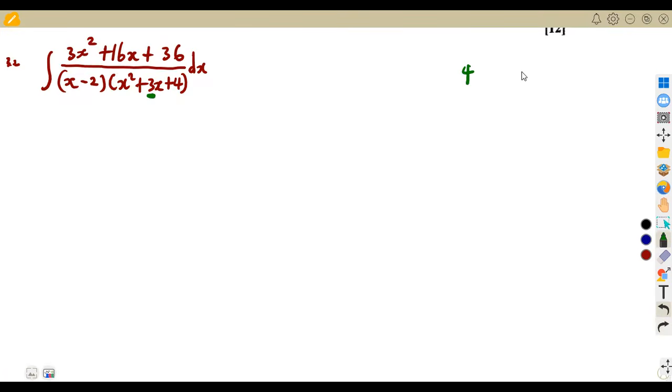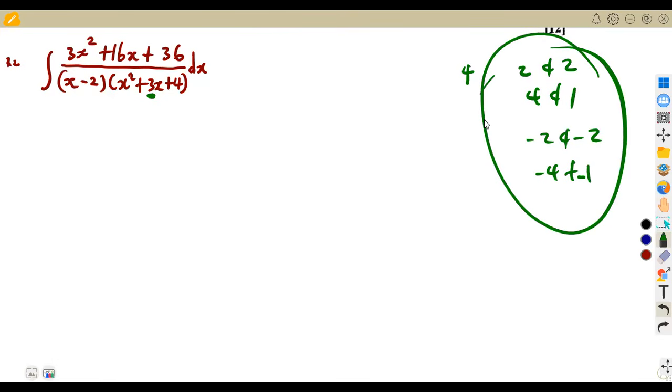Factors of 4: we just have 2 and 2, 4 and 1, minus 2 and minus 2, minus 4 and minus 1. There's no way we can add any one of these pairs and get a 3. Remember, we must multiply first: if you multiply those numbers, you must get a 4, then if you add, you must get a 3. So this is a quadratic expression that cannot be factorized, and we know how to deal with that.